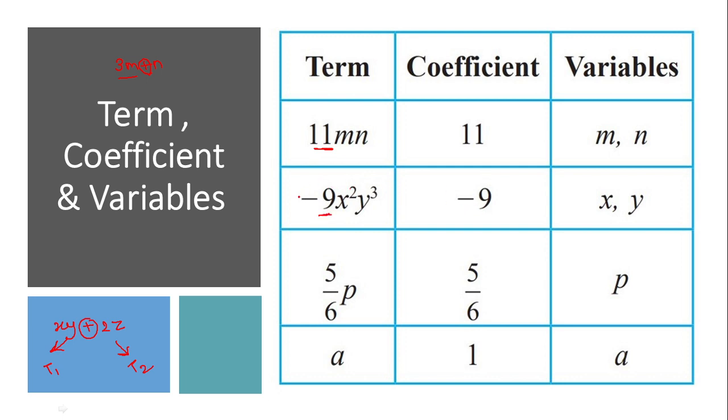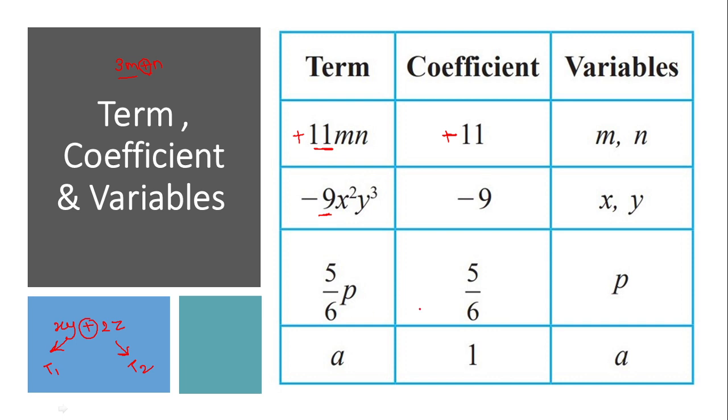Always, children, you have to lift the coefficient along with its sign. Here with 11, nothing was there, so we didn't write anything. Nothing means there is a plus sign. So coefficients always you have to take with the sign. So the coefficient will be -9 and the variables will be x and y. You have to exclude their powers, and the variables will be x and y.